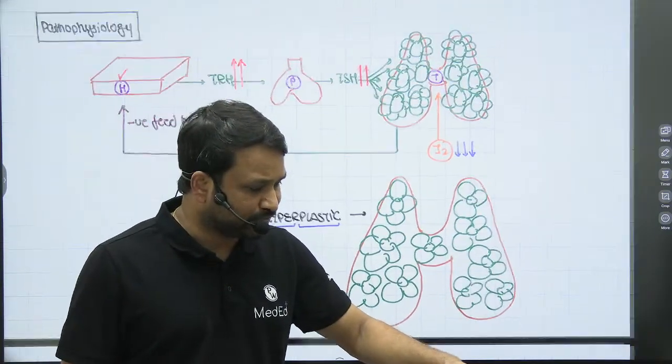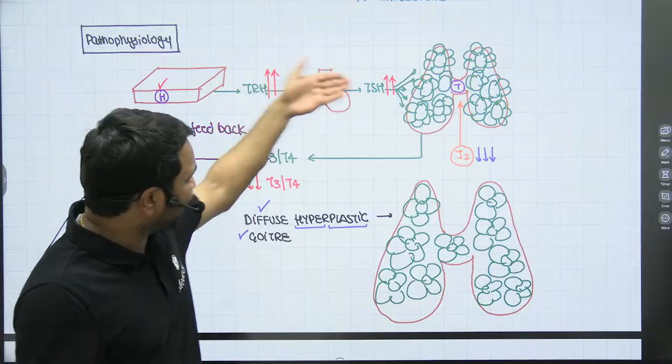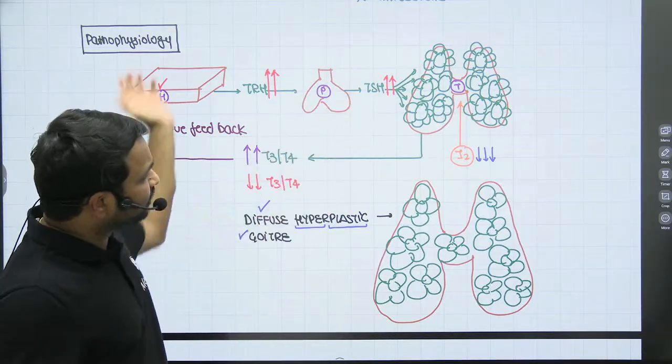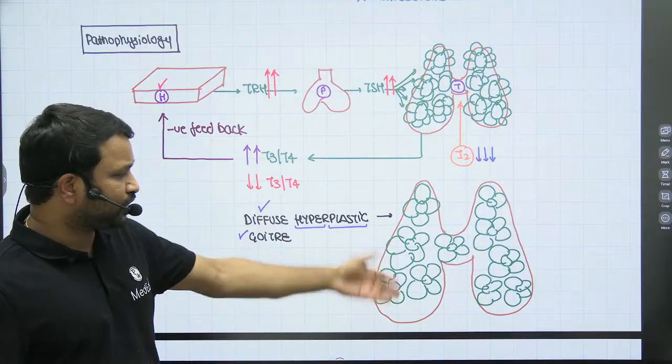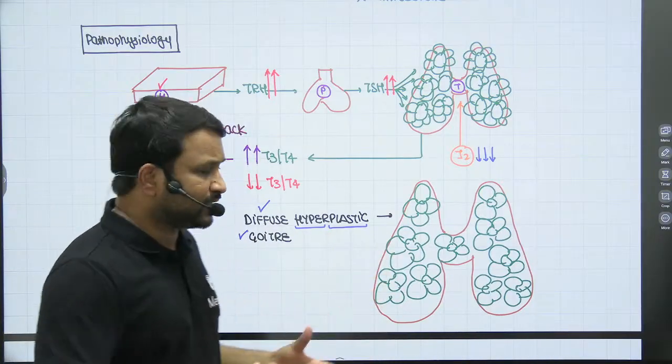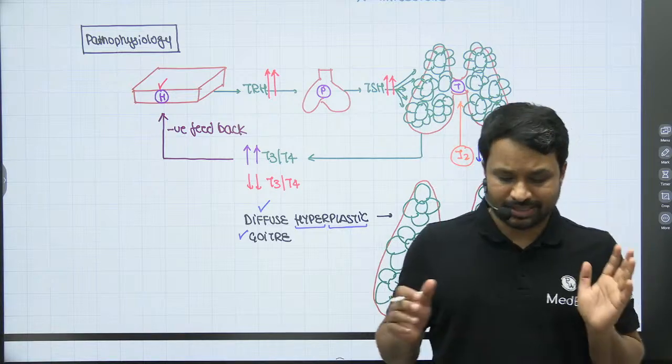So the first form of the goiter is going to be the enlargement of the thyroid gland because of this excessive amount of TSH under the influence of this negative feedback pathway, which is now causing an over proliferation of your thyroid follicles, resulting in an enlarged gland, and this is what we call diffuse hyperplastic goiter.